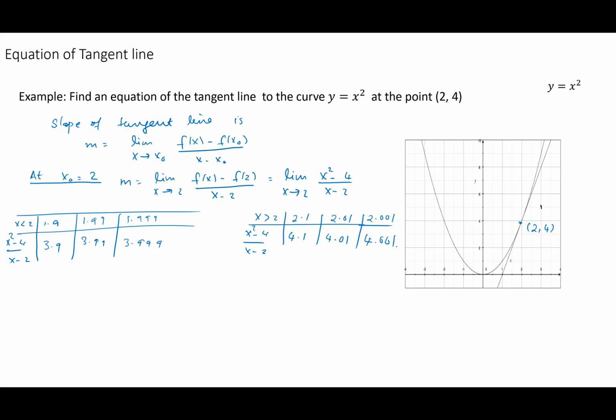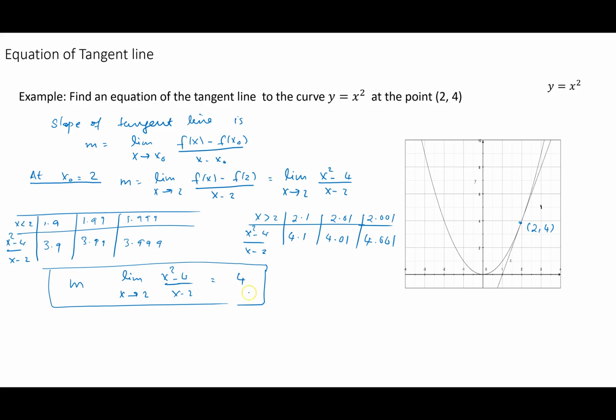If you look at these two tables, as x gets closer and closer to 2 from values of x that are less than 2, the expression is getting closer and closer to 4. If x is getting closer to 2 from values bigger than 2, the value of x squared minus 4 over x minus 2 is also getting closer and closer to 4. So as x approaches 2, x squared minus 4 over x minus 2 is going to be 4. And that's the slope of the tangent line for the graph of the function y equals x squared at the point (2, 4).